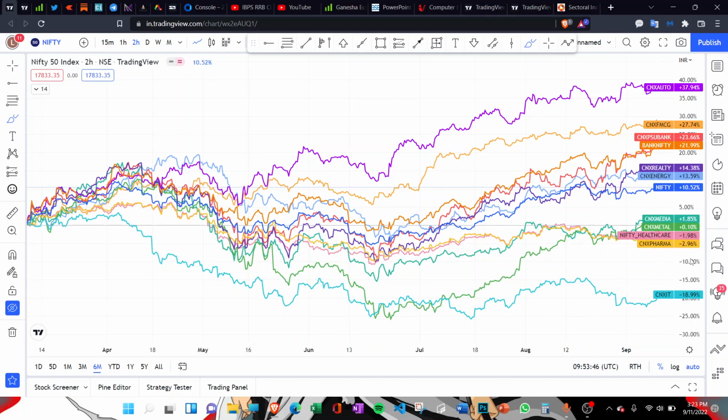It has underperformed the broader market. The Nifty has given around 10.52% returns versus the pharma is at minus 2.96%. So I think there is also some opportunity in pharma, but if you see right now, it's not in a very good position. Maybe once it starts performing, then it can beat the benchmark as well.